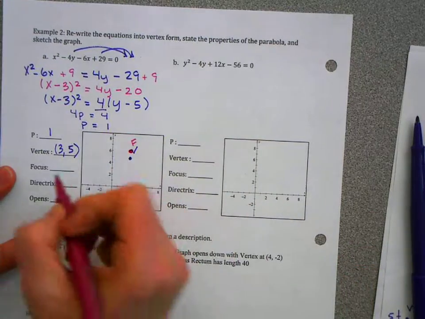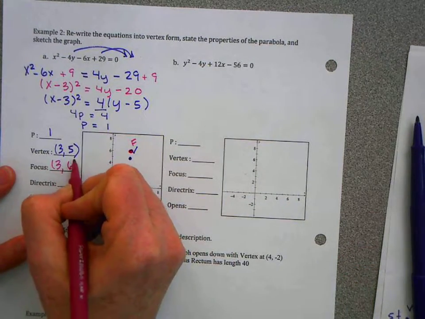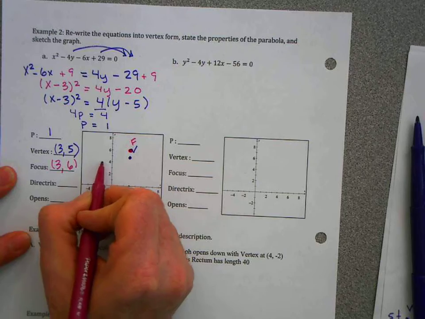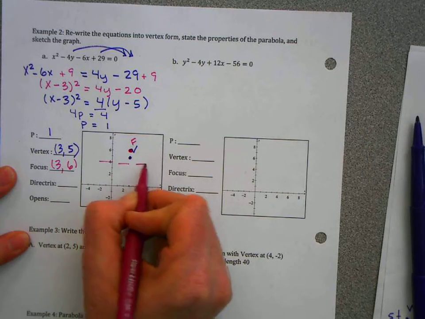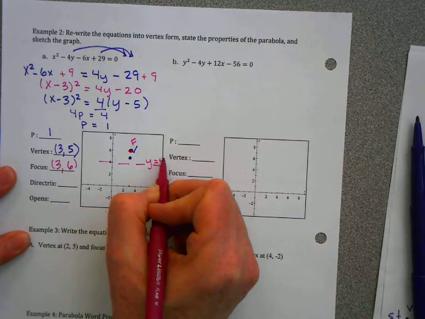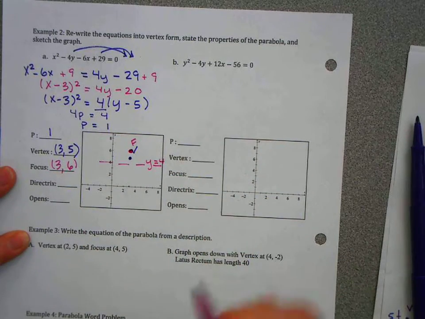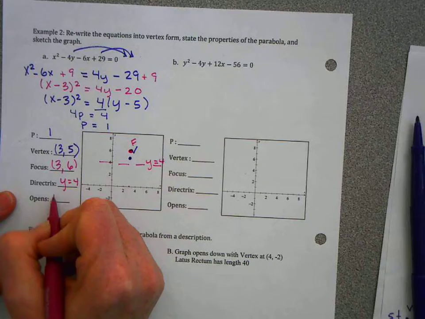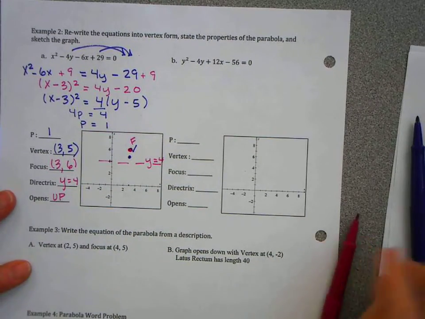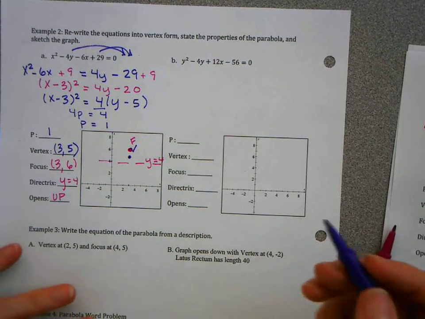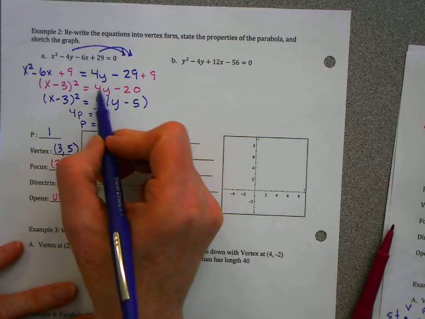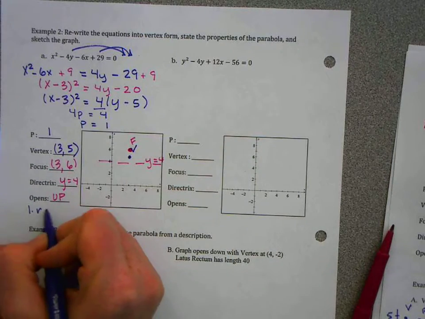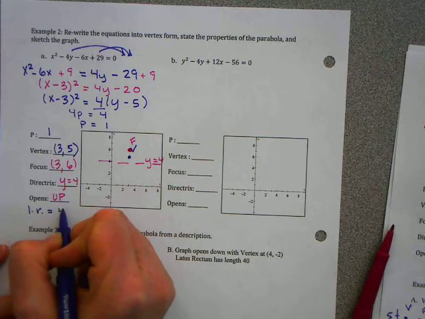What does that do for the directrix? Well, the directrix is then going to be the line y equals 4, because it's p distance away from the vertex. So y equals 4. We decided already that it opens up. But we don't know how wide it is unless we plot the latus rectum. So we know that the latus rectum is equal to 4p, which is equal to this quantity right here, which is 4.